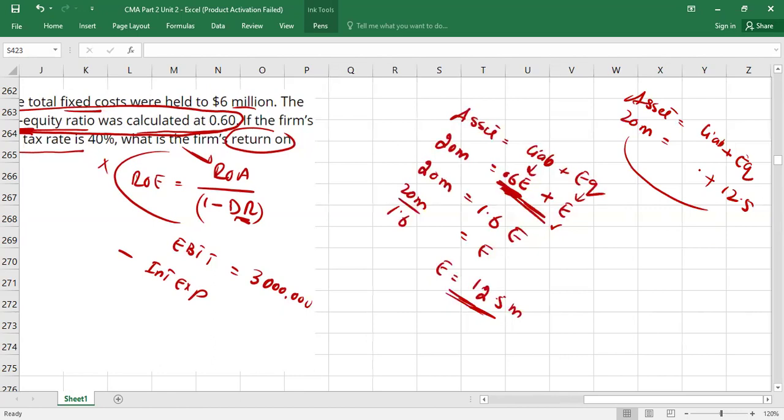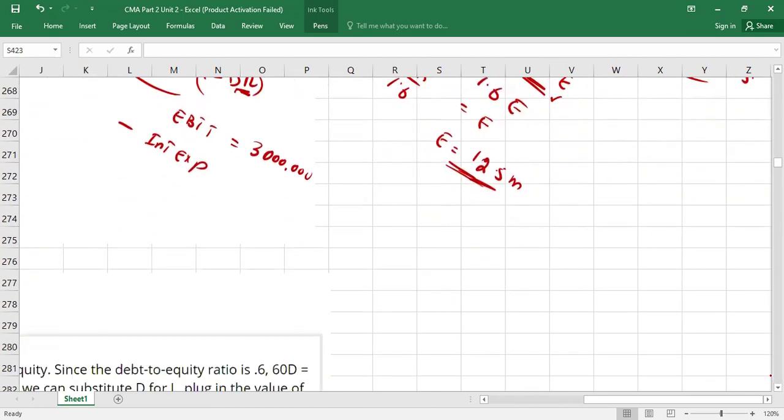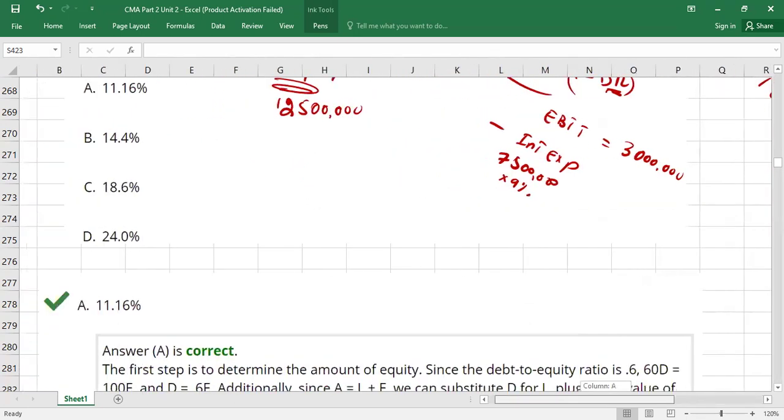Liabilities will be the difference of these two, assets and equity. If I take 20 minus 12.5, it is going to be 7.5 million. This is the value of debt. It means I can calculate the interest. If I multiply 7.5 by 1 million, I'll get the complete value, and multiply by 9% because the interest rate is 9%.